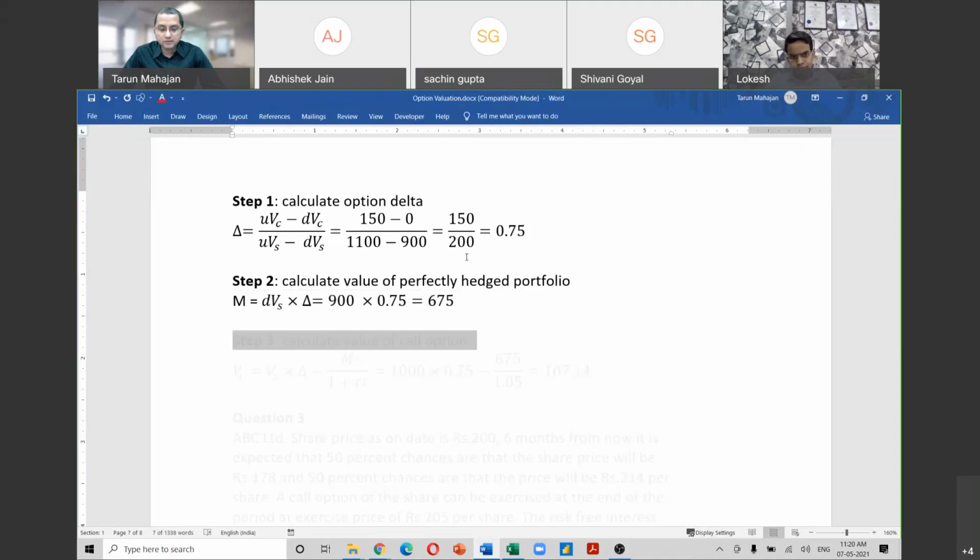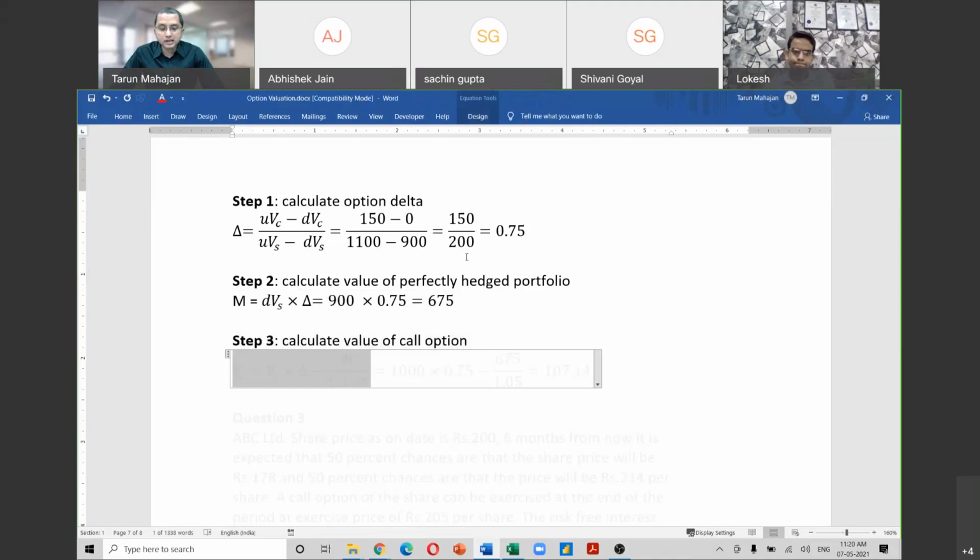Step 3 is to calculate the value of the call option. So, the formula is like this. If you look at this formula carefully, you will find that this is somewhat similar to the previous formula. Our first formula was VC is equal to VS minus E. So instead of VS, now this is VS into delta. And instead of E for strike price, this is M for maturity value. And in the last formula also, we calculated the present value of E. Here we are calculating the present value of M. M includes E also.